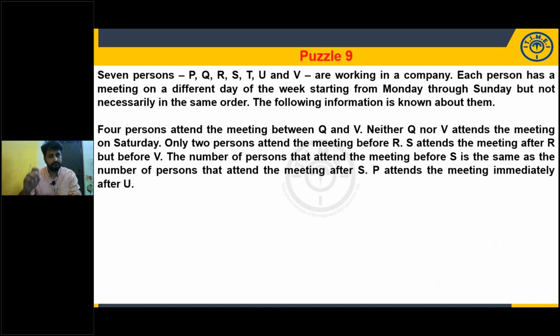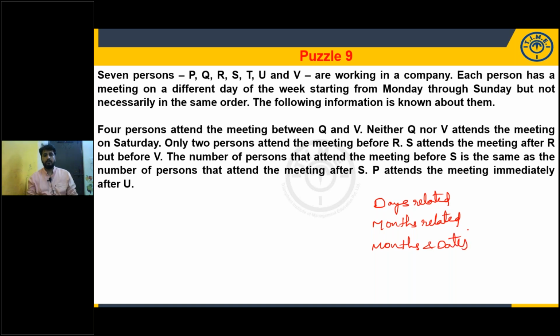Now take another one, distribution. In the distribution model, you will come across a days-related model, scheduling based, a months-related model, only months, and a months and dates model. These three models you will be given. Only these three models in prelims: only days related, only months related, months and dates combination.